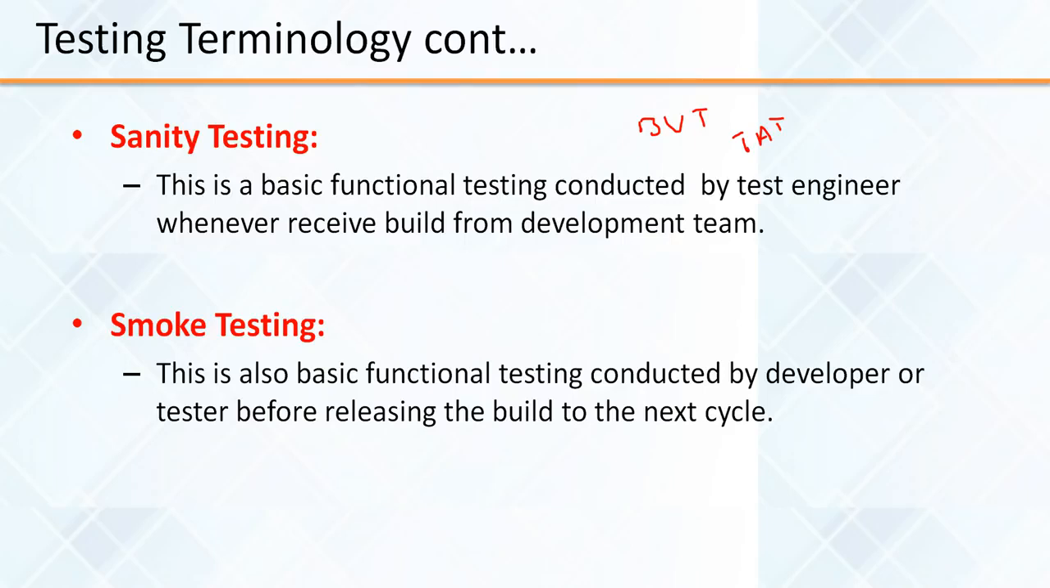So sanity testing and smoke testing is a basic functionality testing, also called build verification test or tester acceptance test. Why are we calling it tester acceptance test? Because the tester will accept the build only if sanity or smoke testing have passed. Otherwise, the tester will reject the build. That's the basic criteria: the build should be installable successfully, and the basic screens and navigation should be working. That's the main criteria for accepting the build.